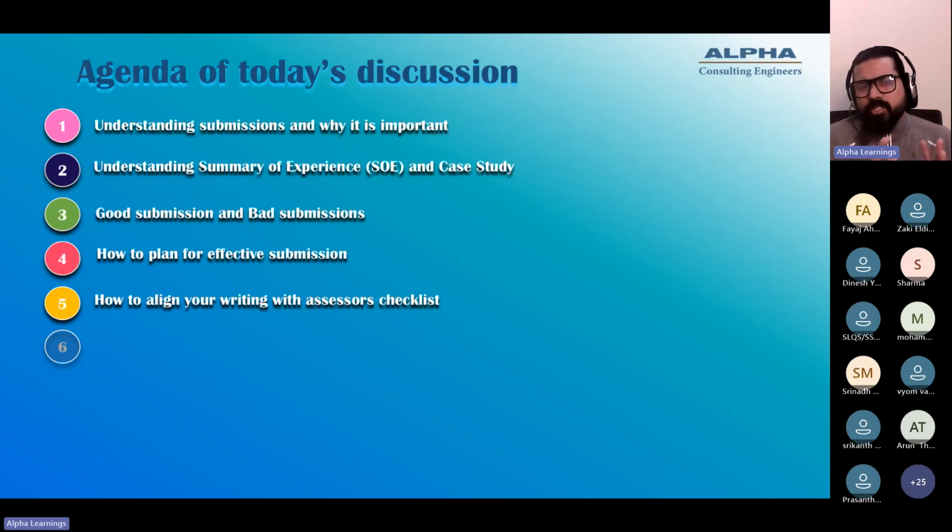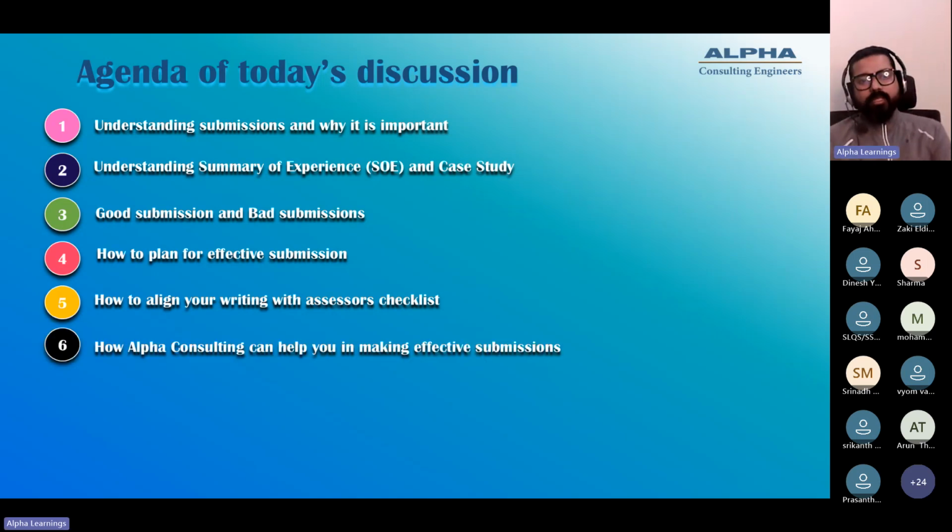Then we will also discuss how assessors are going to check your submissions. So I will disclose the assessors' checkpoints, applicable for both the summary of experience and case study. And you should always keep these points in your mind before writing your submission so that you can align your writing with the assessor's requirement, with the RICS requirement, right? Next, how we are helping candidates in making effective submissions. So that is the last point that I'm going to discuss.